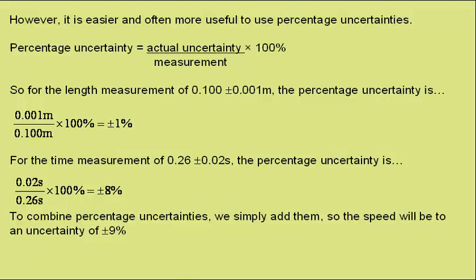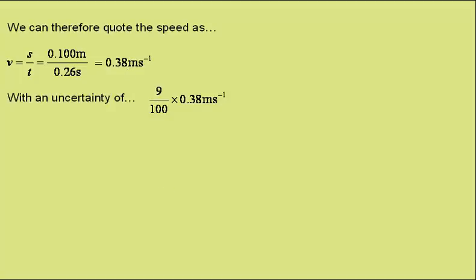To combine percentage uncertainties, we simply add them, so the speed will have an uncertainty of 1% plus 8%, giving plus or minus 9%. We can therefore quote the speed as given by distance over time, which is 0.100 meters over 0.26 seconds, a speed of 0.38 meters per second, with an uncertainty of 9% of 0.38 meters per second, which is plus or minus 0.03 meters per second, giving a final figure of speed equal to 0.38 plus or minus 0.03 meters per second.